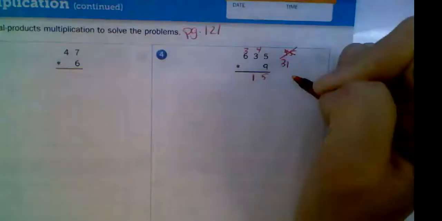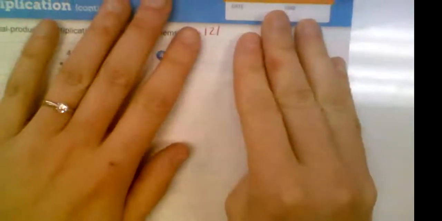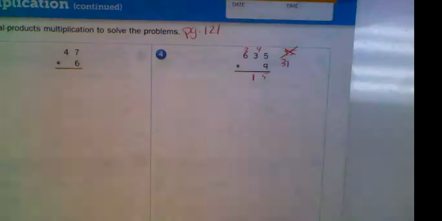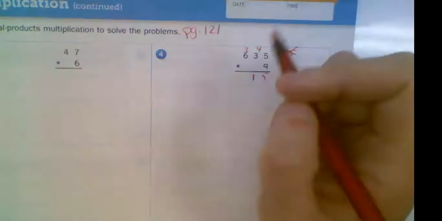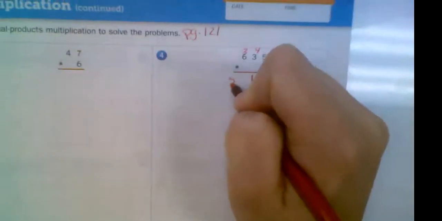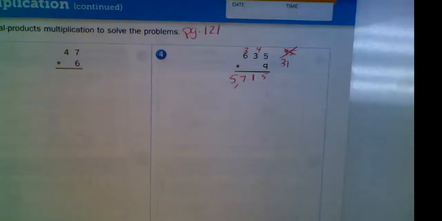9 times 6. Okay, if we don't know our nines trick, lay out our hands. 1, 2, 3, 4, 5, 6. So I'm going to tuck that under. Whatever is in front are our tens. Whatever is behind are our ones. 54. 54 plus 3 more, that rhymes, is 57. And we do our comma after the third one.